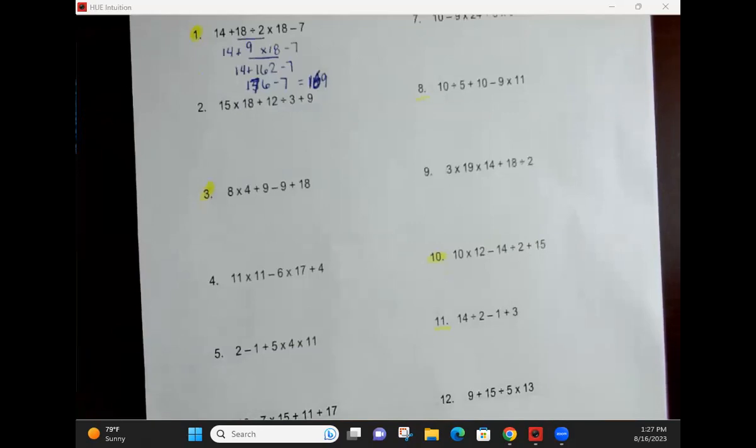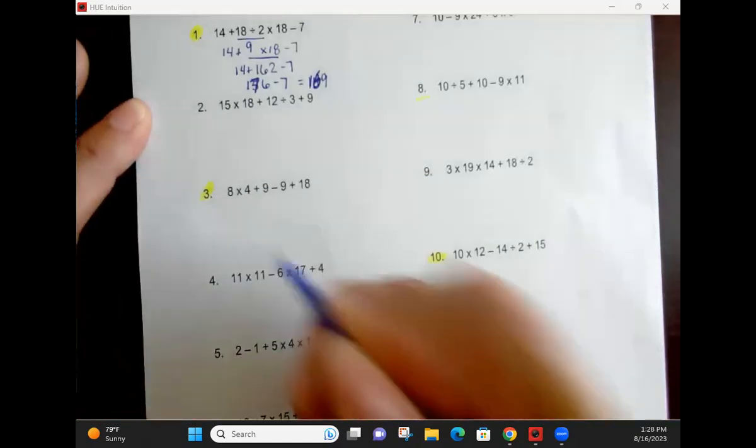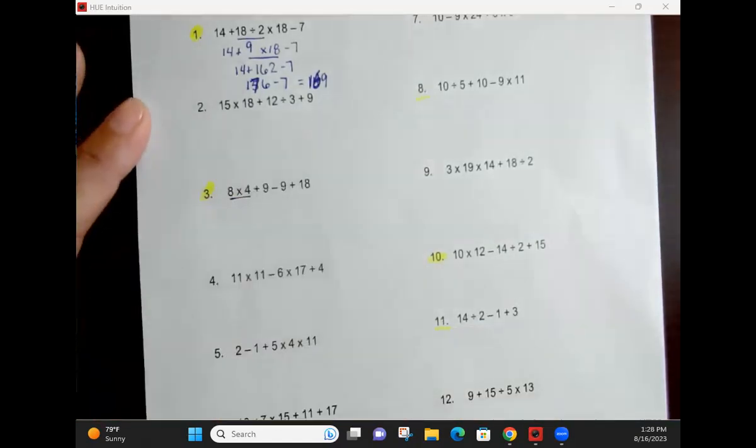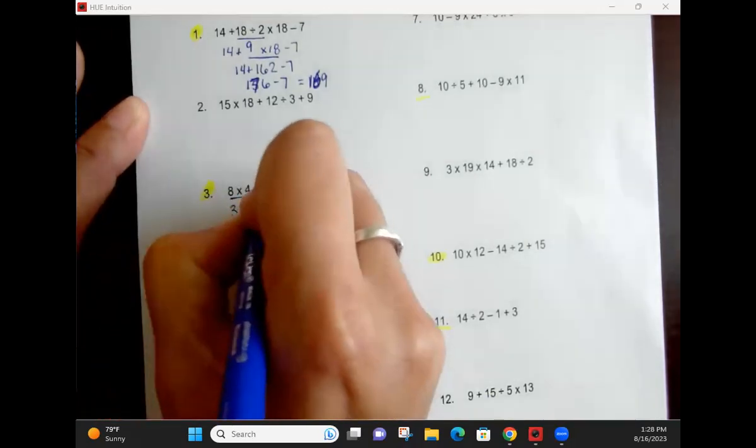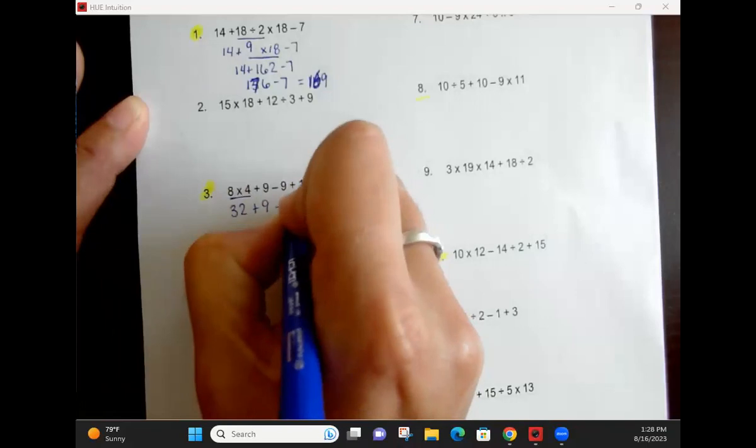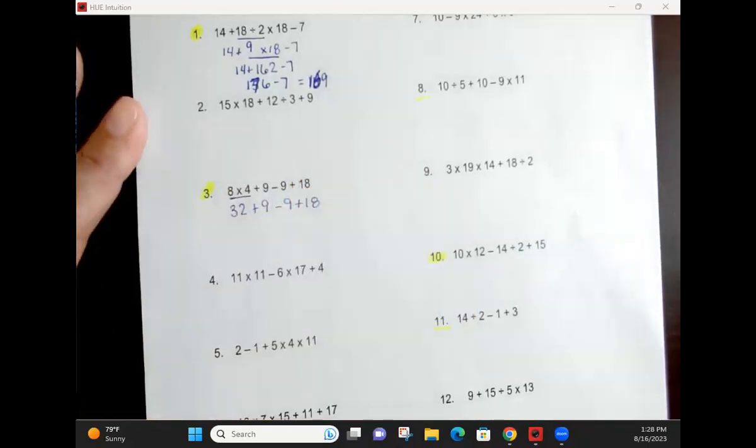Let's try number 3. We're going to hop around a little bit. There's a lot of problems on this paper. We won't go through all of them. Number 3. Where should I start for number 3? Multiply, yeah. Everything else is addition or subtraction. Multiplication is the most important of the things that we have here. 8 times 4 gives me 32. 32 plus 9 minus 9 plus 18. What should I do next?